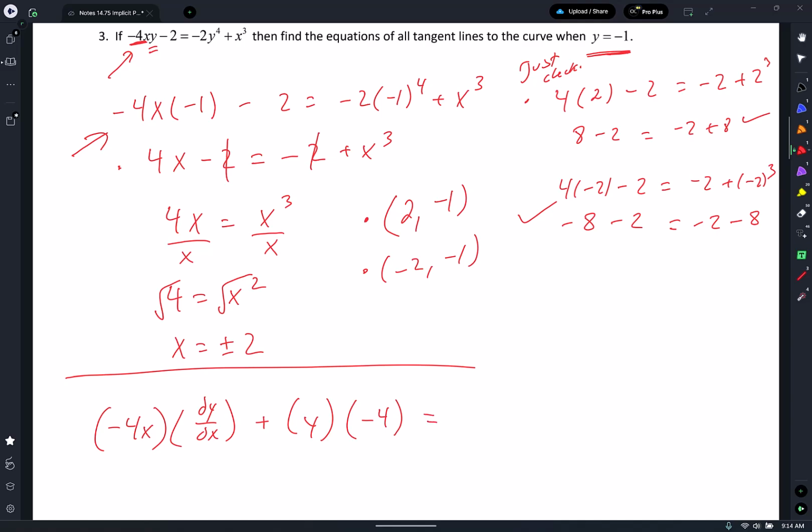And then what's the derivative of negative 2y to the fourth? Plus, what's the derivative of x cubed? 3x squared. Here goes. I think we're good. Now we're done. We're just going to do algebra.